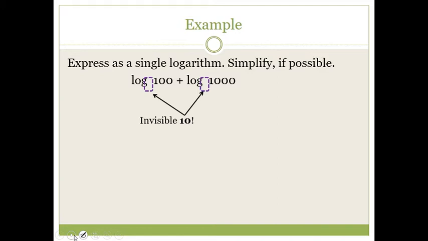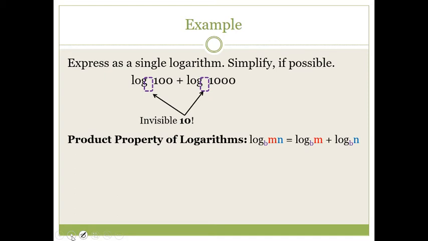Alright, so to simplify this, notice we have a product here. We're going to use the product rule because we have an addition problem. So we can write this as a single log, using that product rule, which says that in order to simplify this, I should just multiply these numbers together. So we get log, and it really is base 10, when I don't have a number there, of 100 times 1,000, which is 100,000.